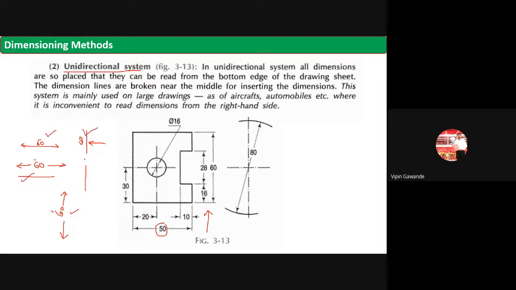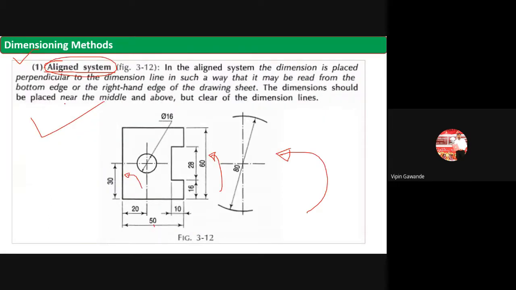So which type of system is used in our engineering graphics? We are using the aligned system, so you have to remember that. Sometimes they will give you a sketch and ask which type of dimensioning is mentioned on the drawing. So you have to identify from the dimensions which type of dimensions are mentioned on the drawing.